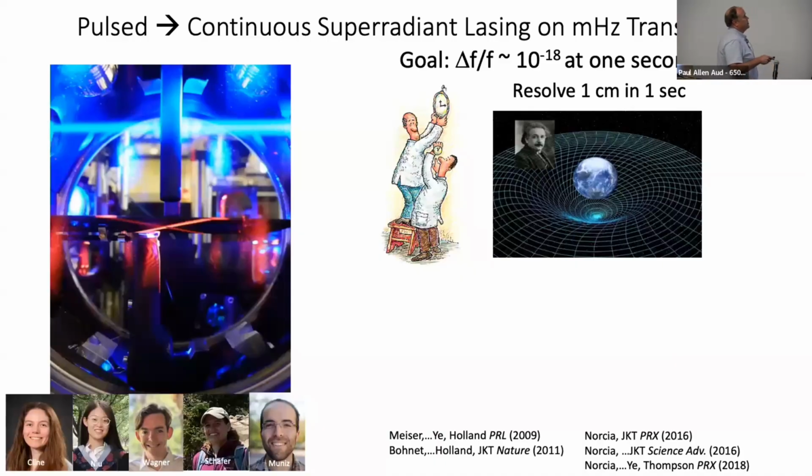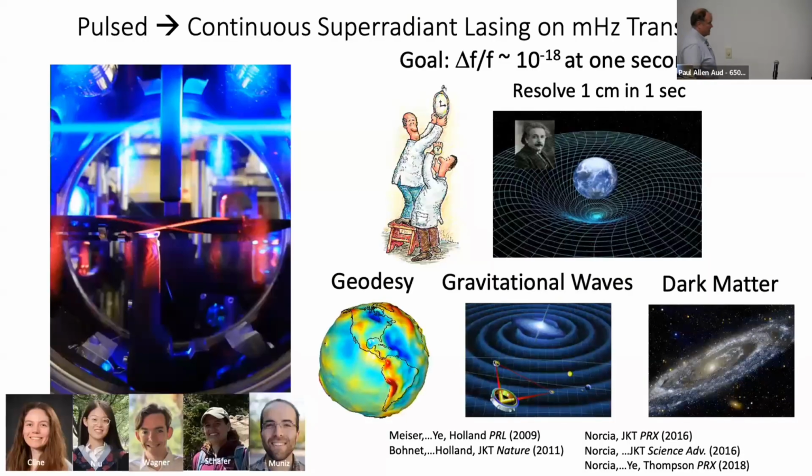If you could do that, you could start resolving general relativity at sort of the centimeter scale in 1 second. It's about the GR shift. Okay, all kinds of applications for geodesy, gravitational waves, dark matter. So you might think on the next slide, I'm going to tell you how we've achieved this. I'm not. I'm going to tell you something that we saw that was weird along the way. Okay, that doesn't involve lasing on this millihertz transition, but in the process of going to this continuous laser.